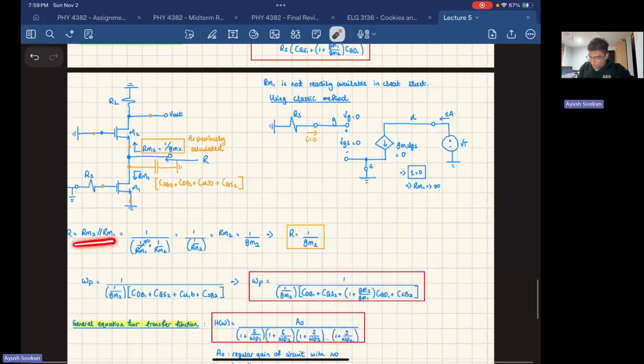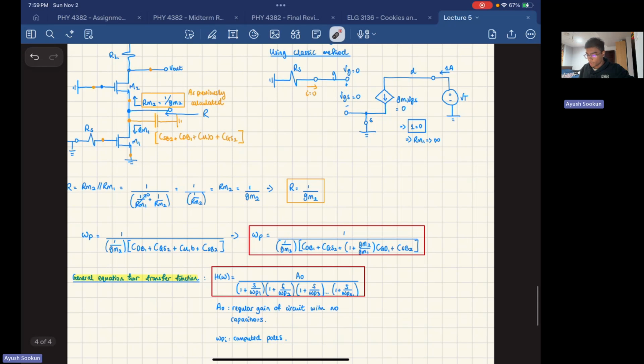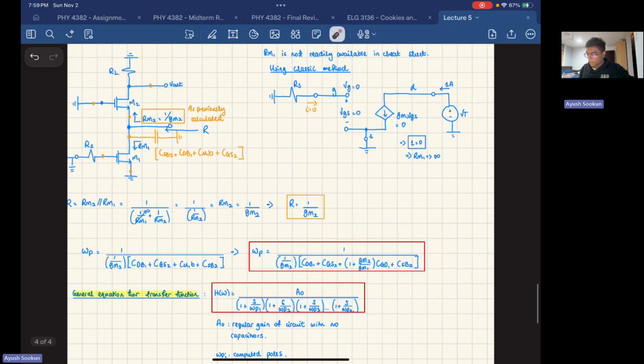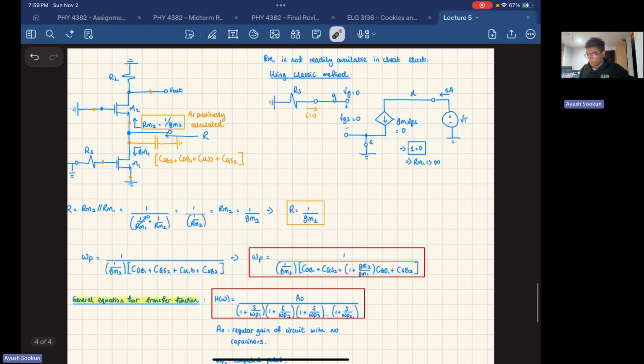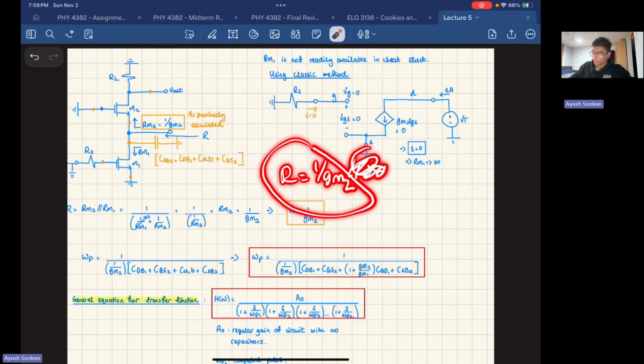So this is what I have here. Actually, I have the proof right here. There we go. So R is equal to 1 over GM2. So this is the parallel combination of these two resistors right here. This is R, and R is 1 over GM2 parallel with infinity. But this goes away, so R is 1 over GM2.